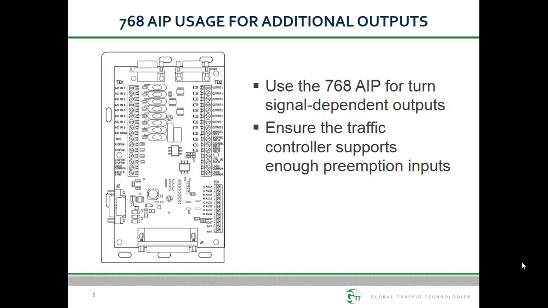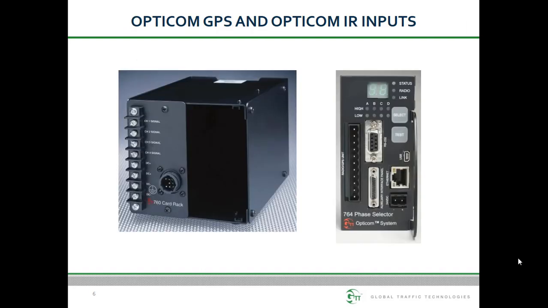Similar to the way the 760 card rack connections were described earlier, additional discrete connections may be wired using a 16 to 22 gauge wire between the 768 AIP TB2 terminal block and the corresponding traffic controller inputs. When using these AIP outputs, be sure to assign the outputs using the on-site software. Lastly, we will be reviewing inputs to the phase selector.